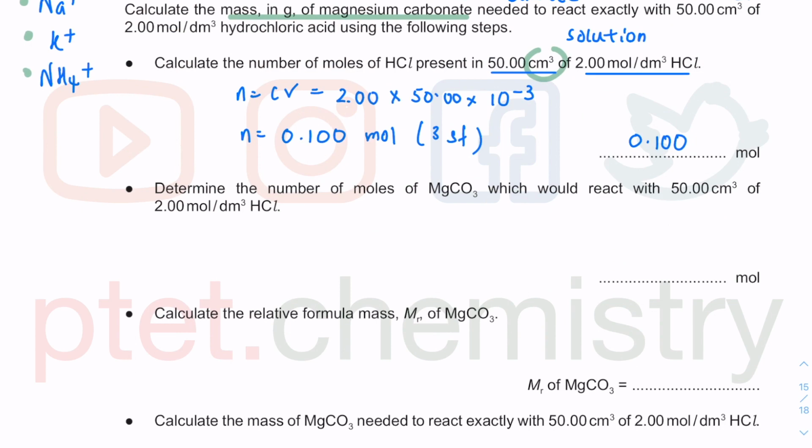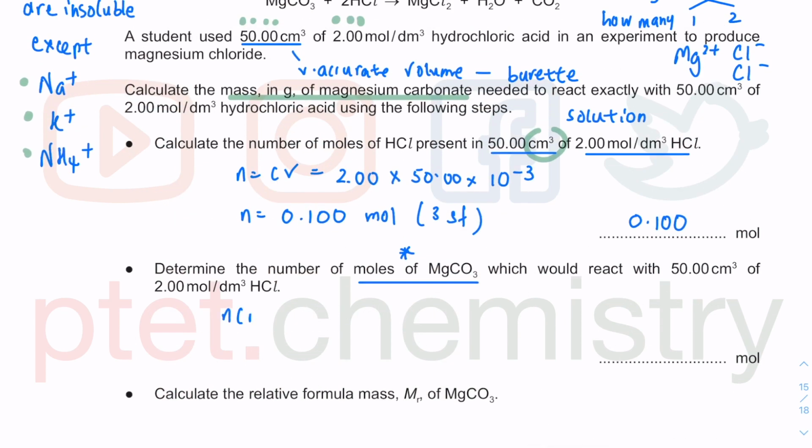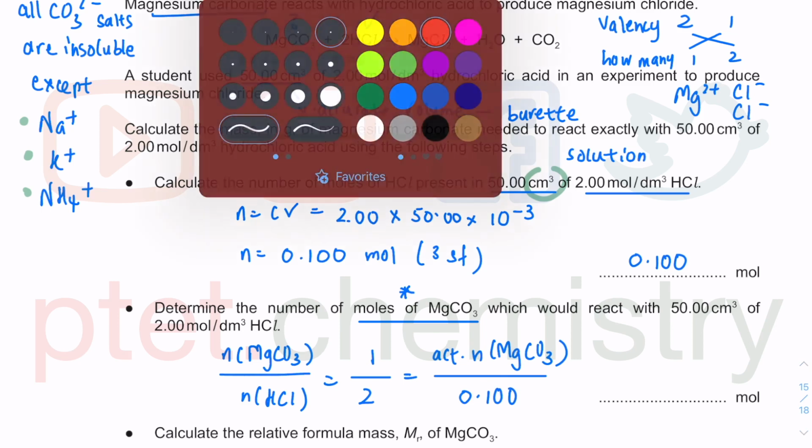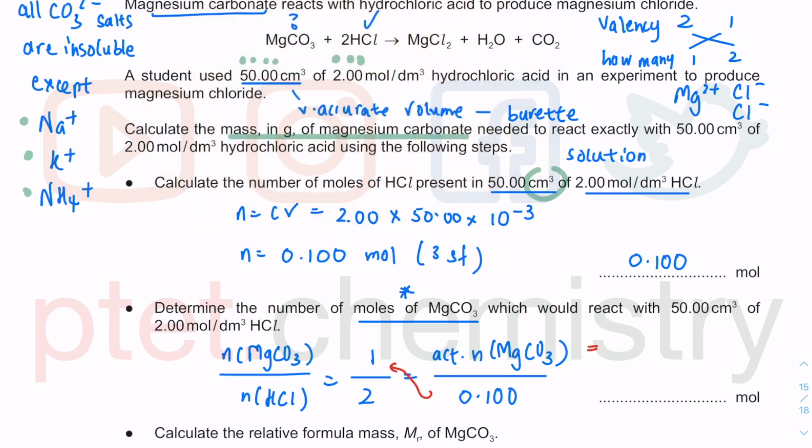Determine the moles of MgCO3. So you want the moles, not the mass, first of all. So we look at the mole ratio. So the mole of the MgCO3 is to the mole of the HCl from the balanced equation. We have 1 mole of MgCO3, so we put 1 on top. We have 2 moles of HCl at the bottom, we put 2 at the bottom. On the top there, this is the actual mole of MgCO3 we want, and we have the mole of HCl at the bottom there. So what I'm going to do is make the actual mole of MgCO3 the subject.